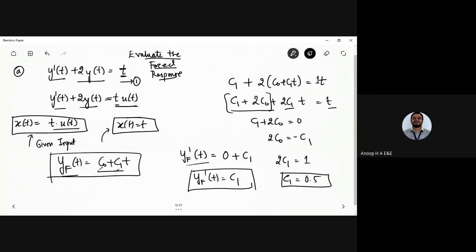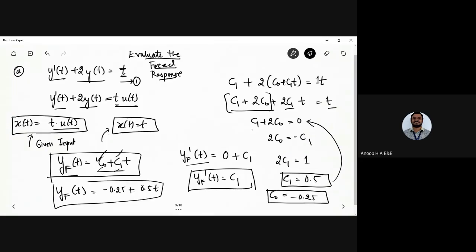So how do I find C0? Given C1 equal to 0.5, I can replace it in this equation to find C0 as minus 0.25. Hope you are getting this. So in order to find the forced response of the system, now that I know C0 and C1, I can write it as minus 0.25 plus 0.5 into t. That's how you find the forced response of the system.